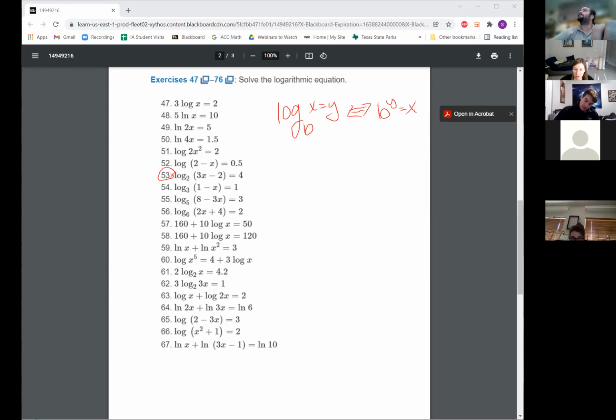Or if you get confused by that, we could raise both sides to the power of 2. The first one works fine. Yeah, that makes sense. So how would we rewrite this? We always start with our base. What's our base? 2. Okay, and then we write the y, the thing on the other side of the equal sign, as our exponent.